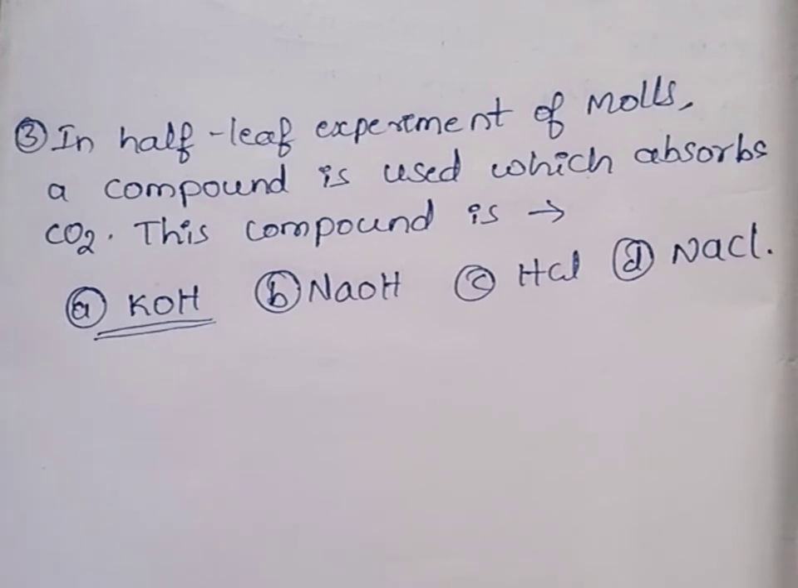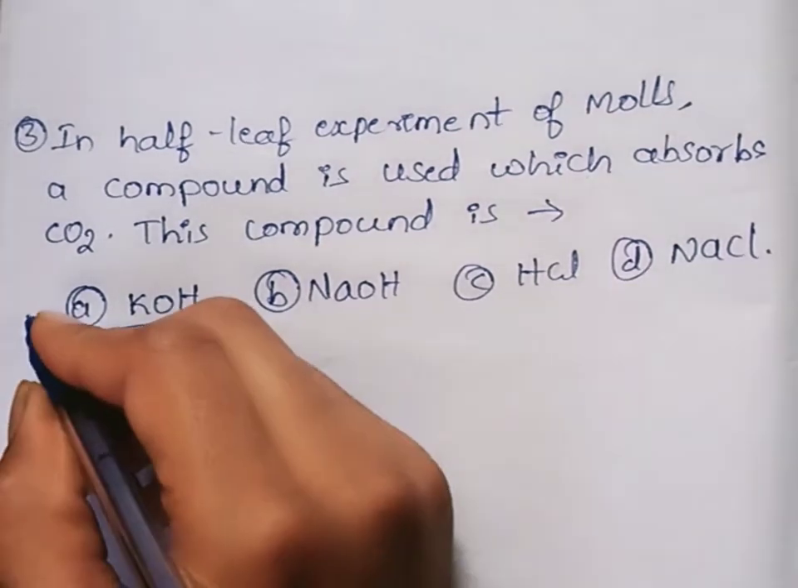So, that's why Moll used the KOH compound for the half-leaf experiment, and he concluded that CO2 is necessary for the photosynthesis process. That's why here the right answer for this question is option A.